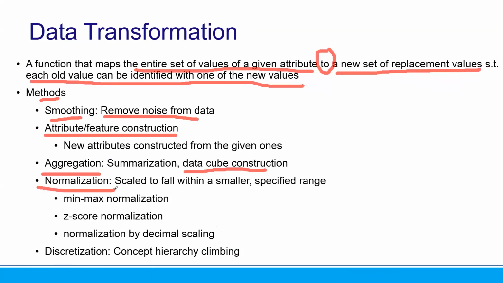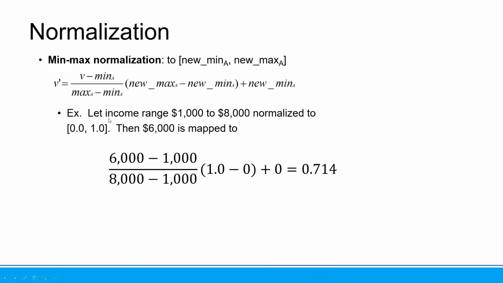And today we will learn about normalization. We want to scale the numbers to fall within a smaller specified range. We will learn min-max normalization, z-score normalization, and normalization by decimal scaling. And we will learn later about discretization with the concept hierarchy climbing. Let's see first about the normalization.